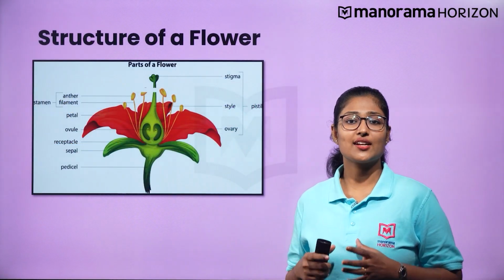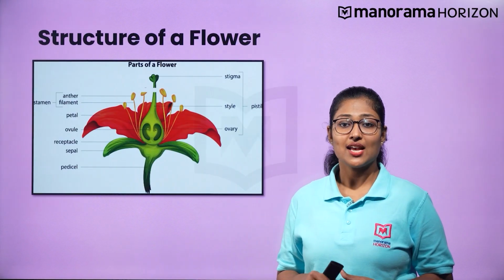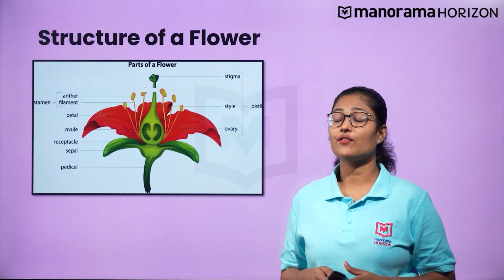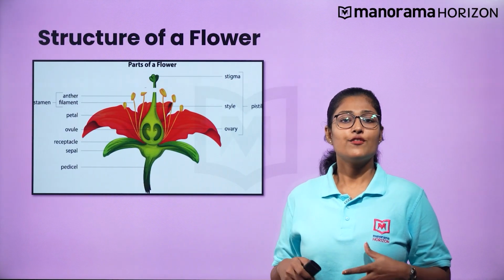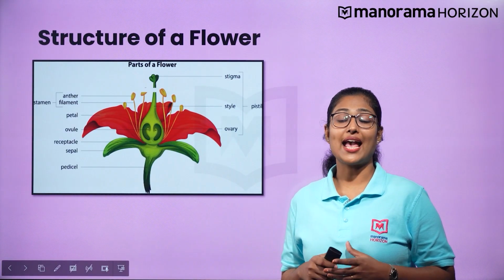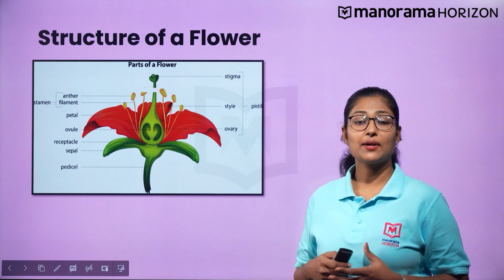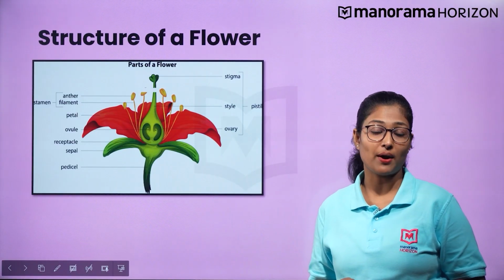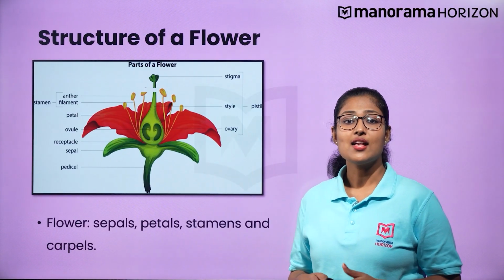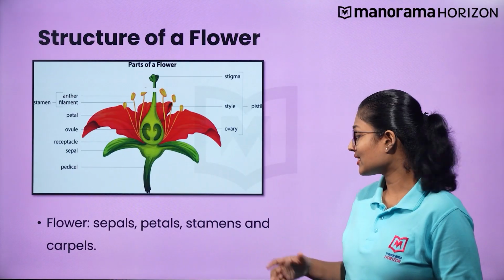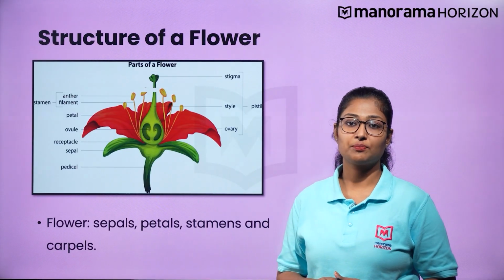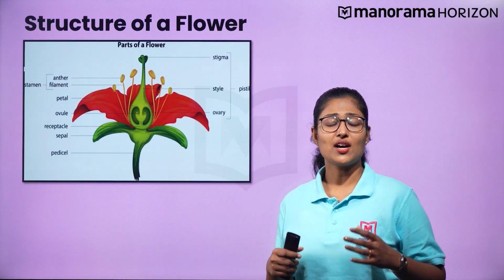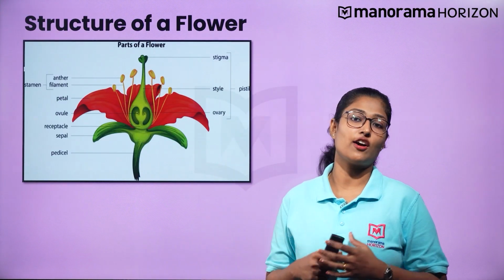A flower is a reproductive shoot, which means that it is an above-ground structure of a plant which is involved in reproduction. Flowering plants are also called angiosperms. A typical angiosperm flower has 4 different types of structures or parts. They are sepals, petals, stamens, and carpels. You might ask a question here. What are these structures and their functions?